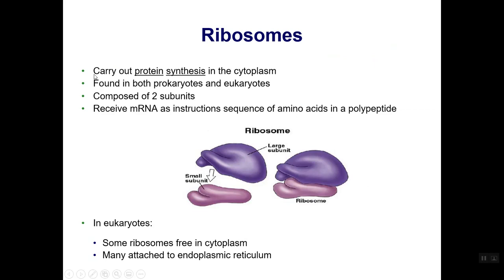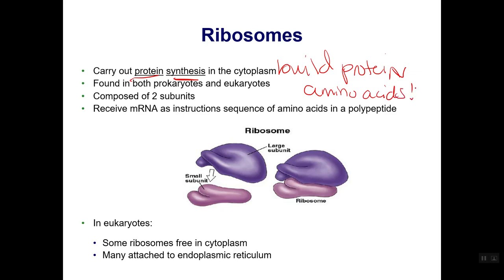Okay, next, ribosomes. They carry out protein synthesis. And again, that's super important, super, super important. Ribosomes, protein synthesis. They build proteins. What do they build them from? Amino acids. Remember, they're the building blocks of proteins. But ribosomes are found in both prokaryotes and eukaryotes. They're made up of 2 subunits, a small one and a big one, and they basically sandwich together.